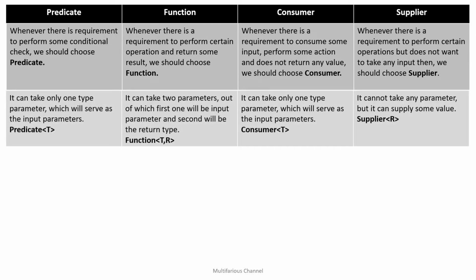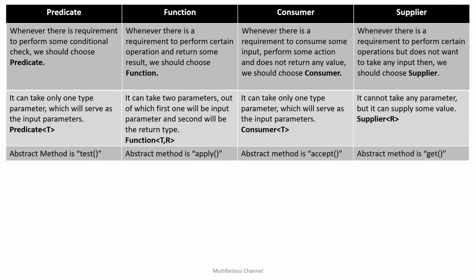A predicate can take only one type of parameter which will act as the input parameter for the predicate. So predicate is written as Predicate<T>. When it comes to function, it can take two parameters, out of which the first one will be the input parameter and the second one will be the return type. So function is defined as Function<T, R>. Then a consumer can take one type of parameter which will serve as the input parameter to the consumer. When it comes to supplier, supplier cannot take any parameter, but it can supply some value. So a supplier is defined as Supplier<R>.